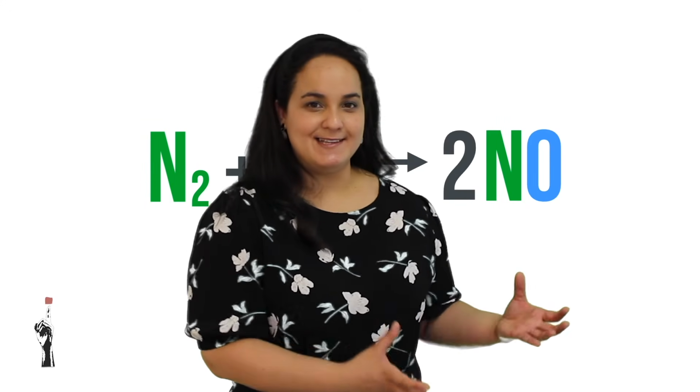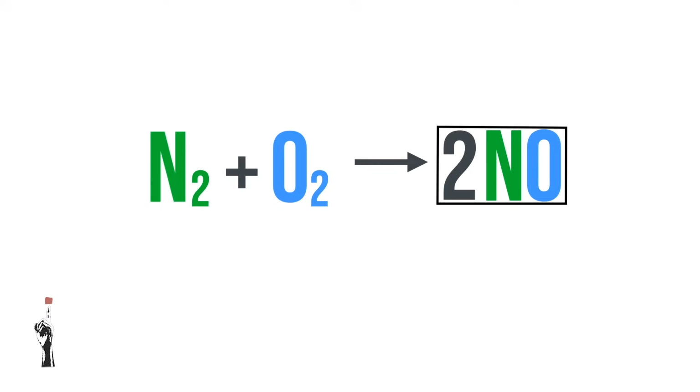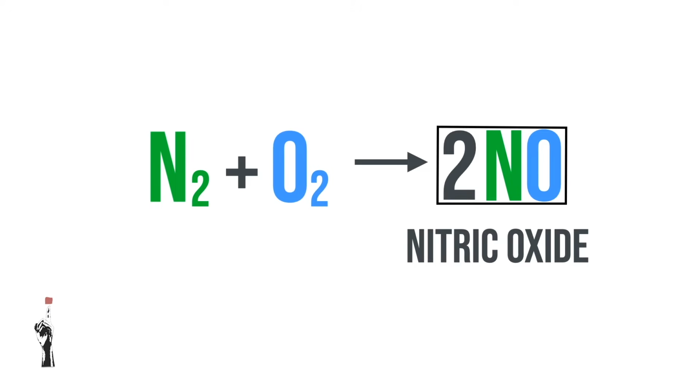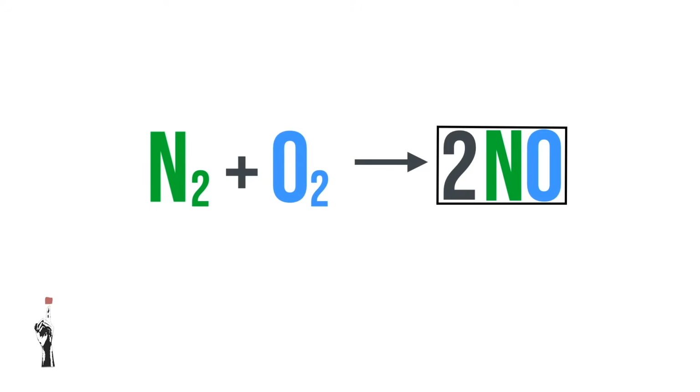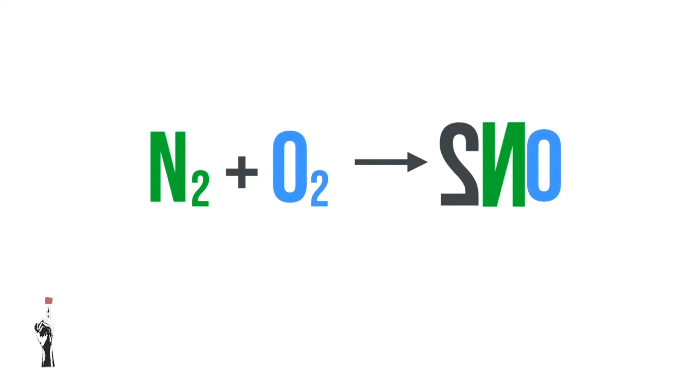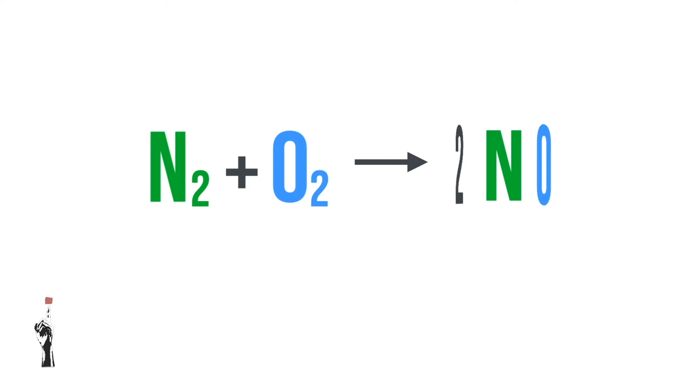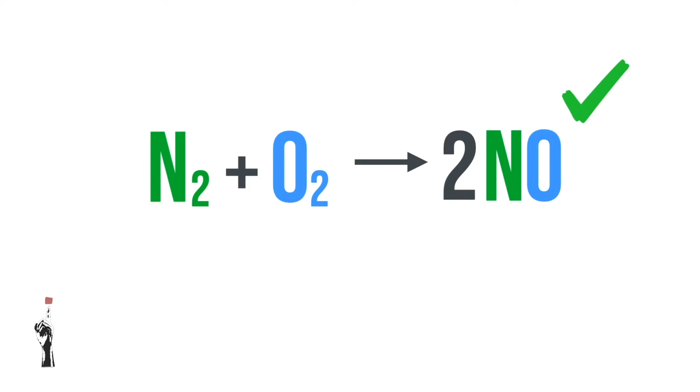Can you guess what its name is? It is nitric oxide. We usually use it to make our cars go very fast. So let us quickly check, is this equation now balanced? On our left, there are 2 nitrogen atoms, and on our right, there are 2 nitrogen atoms. On our left, there are 2 oxygen atoms, and on the right, there are also 2 oxygen atoms. This equation is balanced.